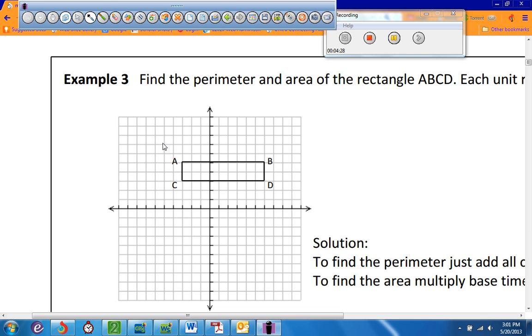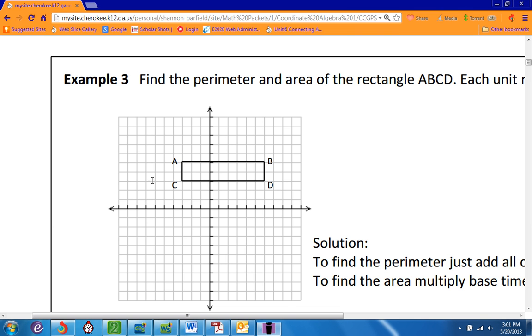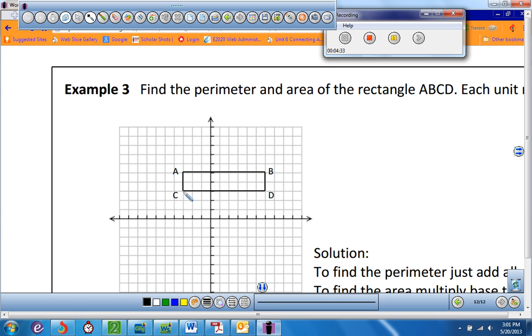Alright, so for this one, I would count. So we're going to go 1, 2, 3, 4, 5, 6, 7, 8, 9. 1, 2, 3, 4, 5, 6, 7, 8, 9. So the distance there is 9.